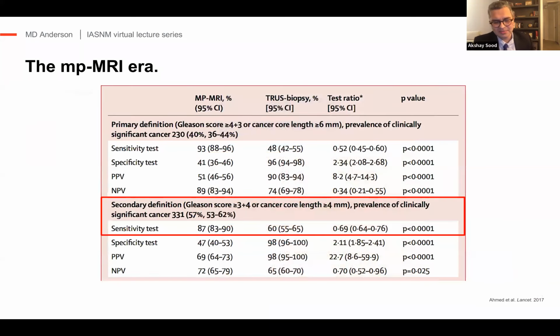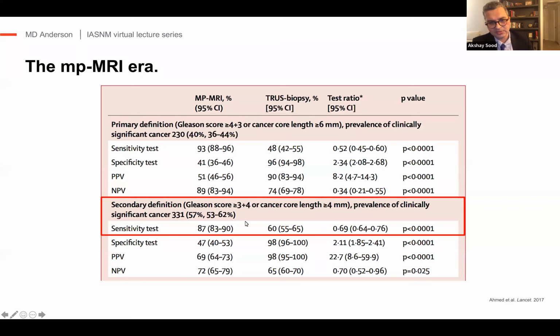So basically, the PROMISE trial essentially showed that when you compare multiparametric MRI to simply systematic transrectal ultrasound guided biopsy, the sensitivity of multiparametric MRI in diagnosing clinically significant cancer, for which the definition we commonly use is 3+4 or greater, not the 4+3, which they used as the primary definition.